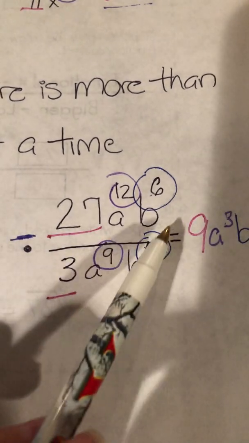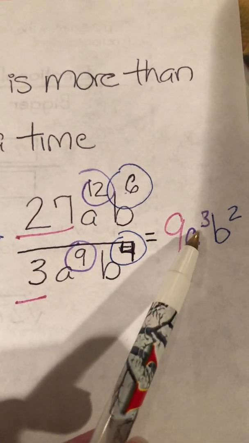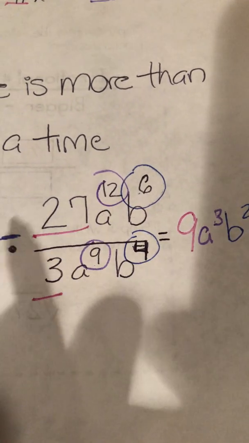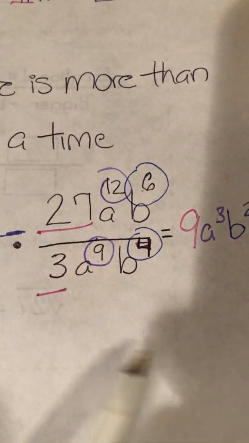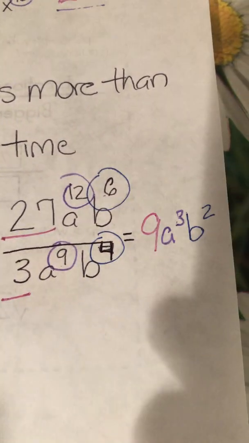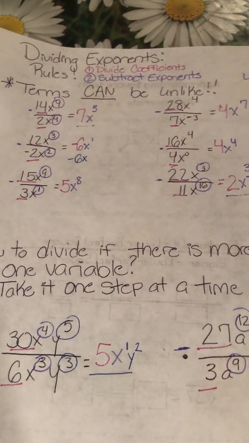27 divided by 3 is 9. 12 minus 9 is 3. 6 minus 4 is 2. So your answer to this problem would be 9a to the 3rd b squared. All right, guys, so that's how we multiply and divide exponents.